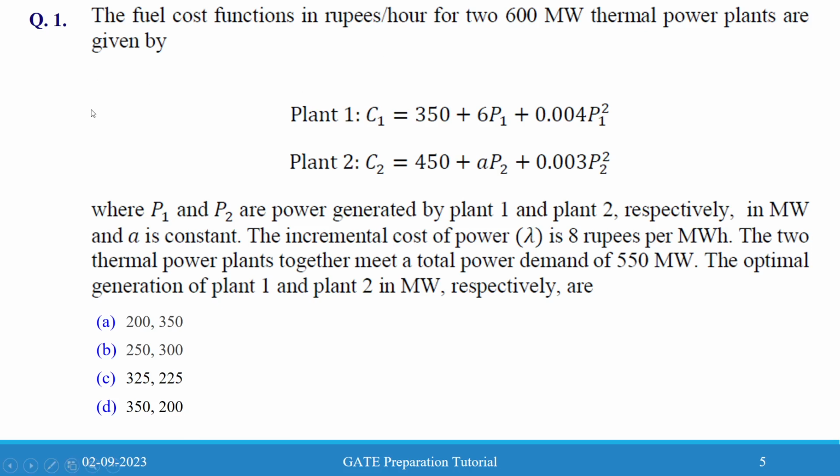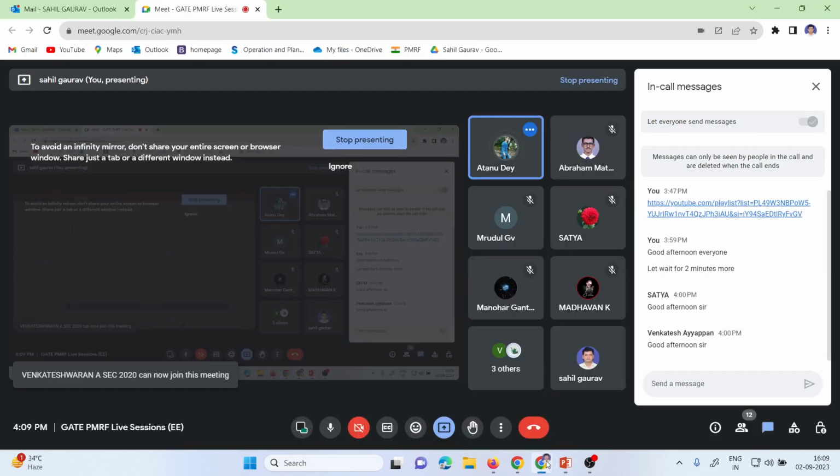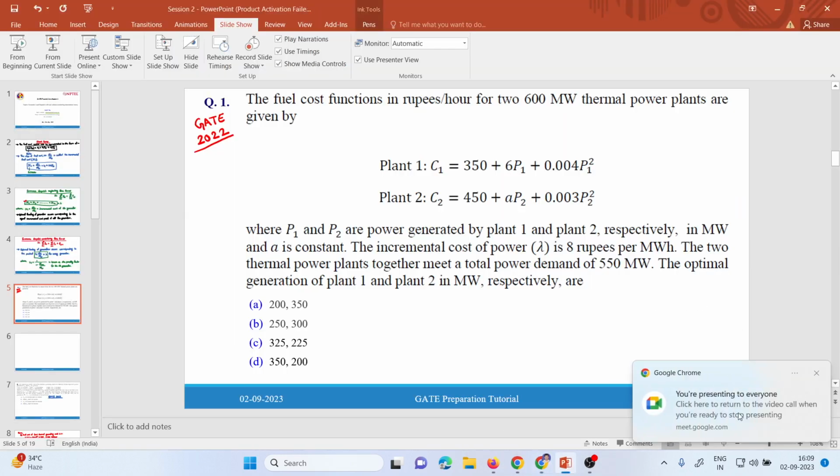Yes, this problem is from GATE 2022. Economic load dispatch is one of the simplest and easiest chapters, and the most scoring for the GATE exam. Whoever is getting the answer, type your answer in the chat box.